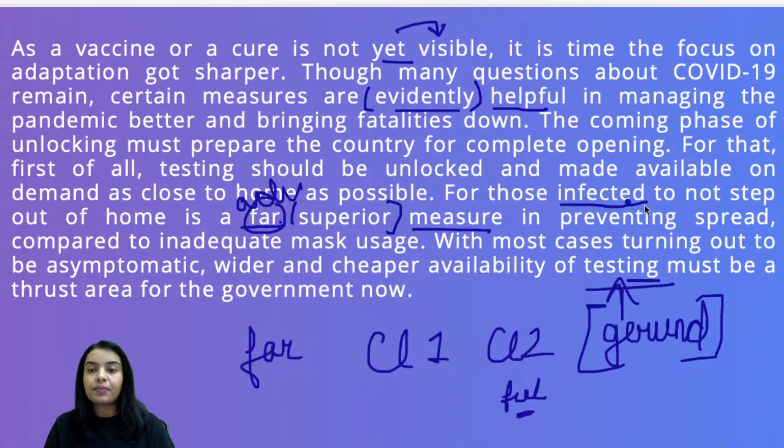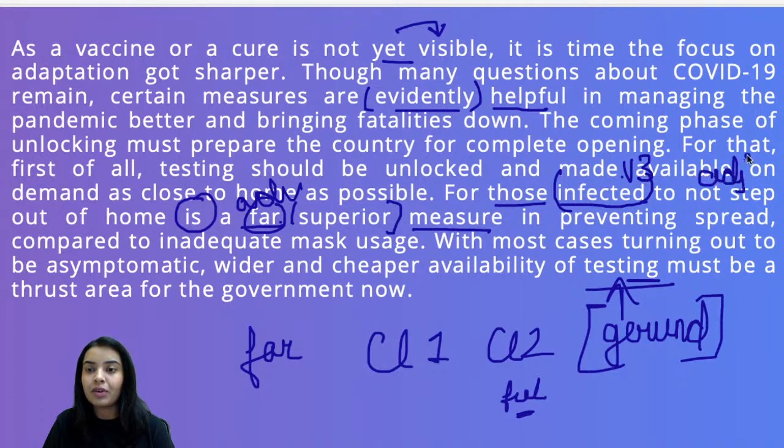For those infected, do not step out. Okay, so we are saying for those, and what kind of those, infected, to not step out of home is. So my is my main or governing verb over here in this case. Now interesting, listen very carefully. For those, and this infected word is not my main verb. It is again verb in its third form, and it is used as adjective.